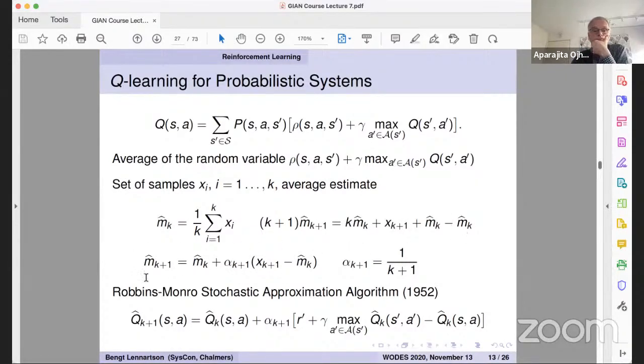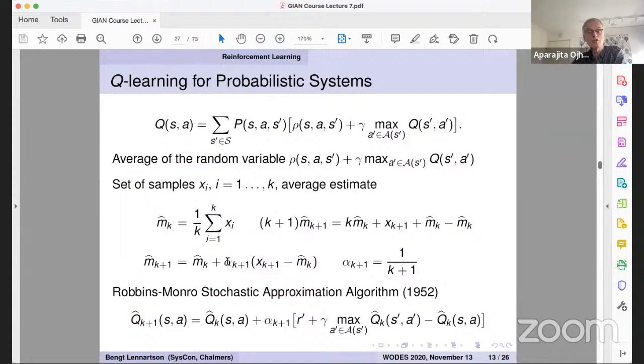This formula is actually called the Robbins-Monro stochastic approximation algorithm from 1952. And this is such a big issue in probability theory. And look, it's this extremely simple derivation. I was a bit surprised when I read, this is really a big thing in probability theory, and it's not more than this, because people always refer to this Robbins-Monro stochastic approximation. So stochastic approximation is just this.